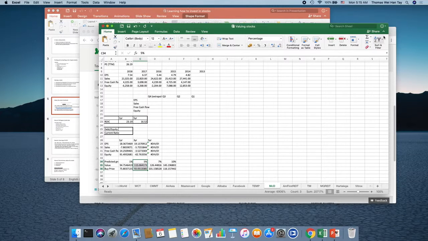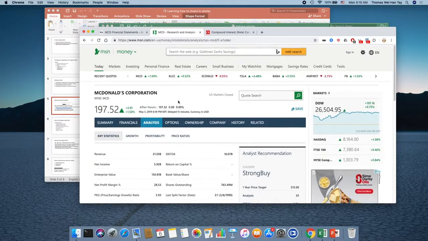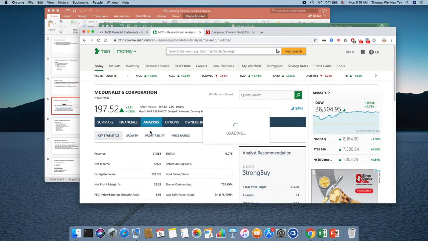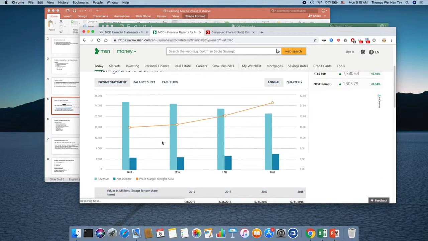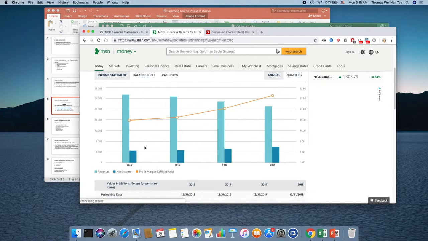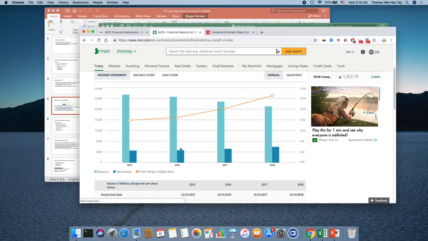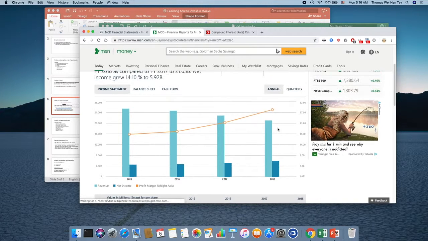Oh yes, we can look at this financials, right? So you can see the profit margin is increasing in the past few years. 15, 16, 2017, 2018, profit margin has been increasing. However, revenue and net income. Revenue has been decreasing, but net income has been increasing. So let's look at the balance sheet.